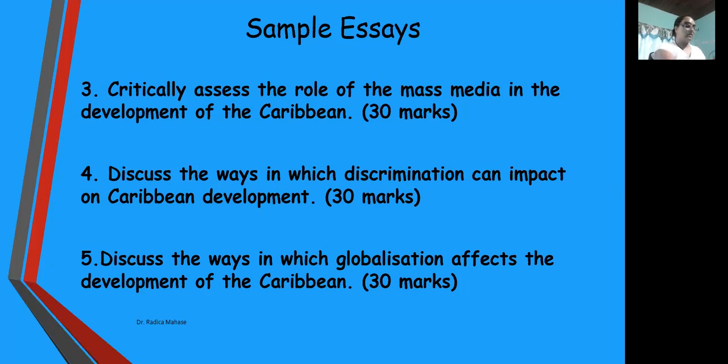Okay, questions so far? We have some time to do one last question. So we're going to do number 5. Discuss the ways in which globalization affects the development of the Caribbean. So 2 minutes, your thesis statement and some points.